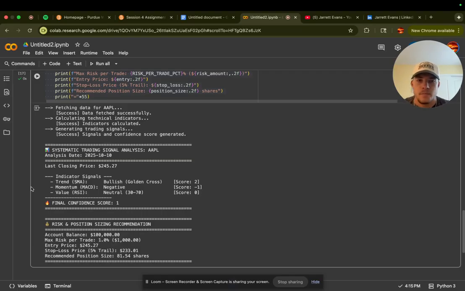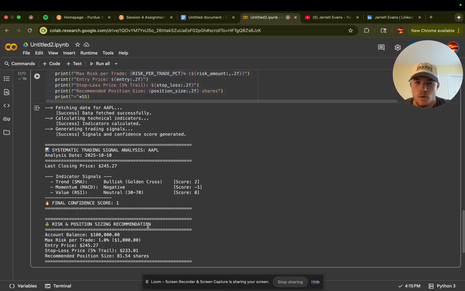And then to stay within our $1,000 risk limit, the script calculates that a recommended position size of 81.54 shares is what we'd put in here in Colab. It ensures that even if we're wrong and the trade hits our stop loss, the financial impact is controlled and aligns with our strategy, so we're not losing too badly.